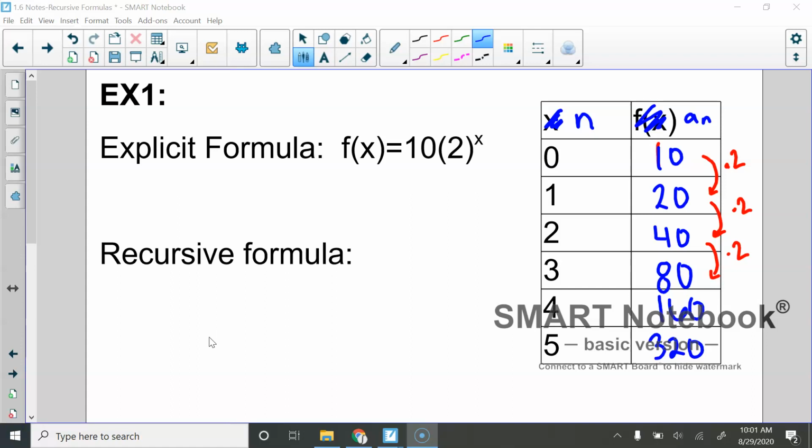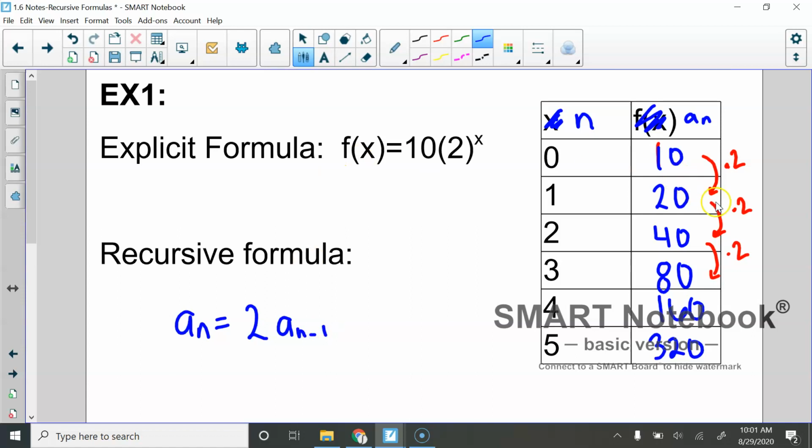So for a recursive formula, what we're going to do is say a sub n equals, and a sub n is our term that we have over here, and we are going to say to get to the next term, you have to take 2 and multiply it by a sub n minus 1.